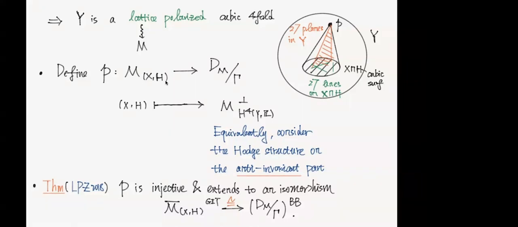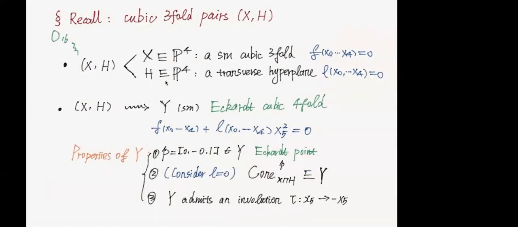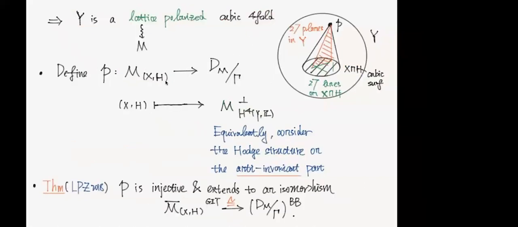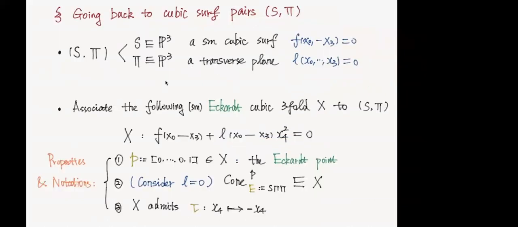Okay, so this is what we did for these cubic threefold pairs. We first encode them as a cubic fourfold, then use some Hodge theory for cubic fourfolds. And now let me talk about what happens for these cubic surface pairs.